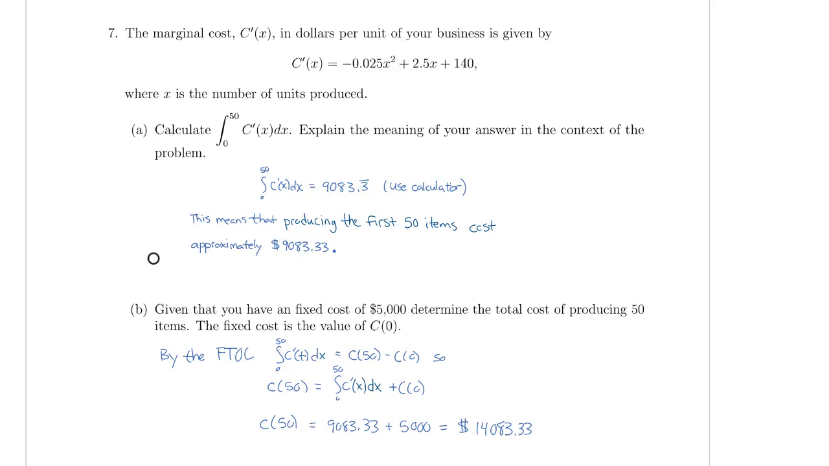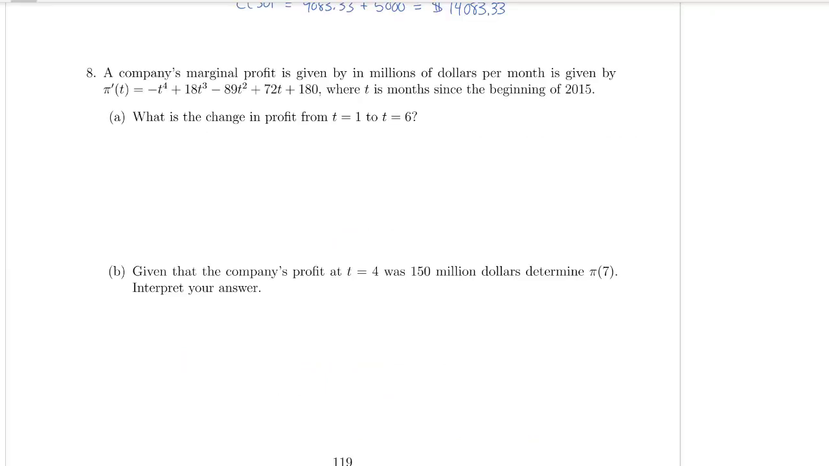In part B, we're told that we have a fixed cost, so that's our initial cost at 0 units, and so that tells us that C of 0 is 5,000. So we just apply the fundamental theorem here, and we already have the integral from 0 to 50 of C prime from part A. So that gives us the left-hand side of the equation. And putting that all together, we can solve for the cost of producing 50 items by adding those values together. So again, go ahead and pause here and give this problem a try.